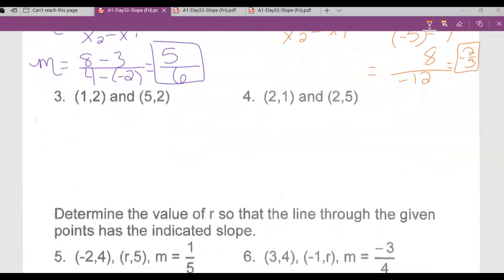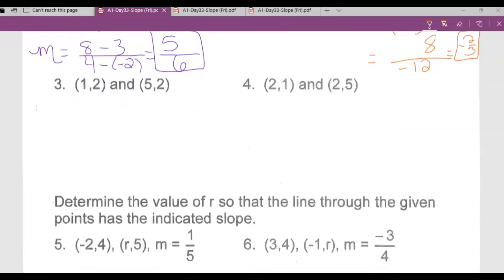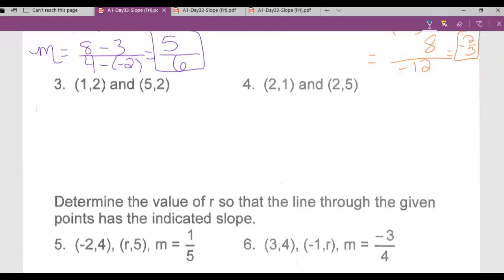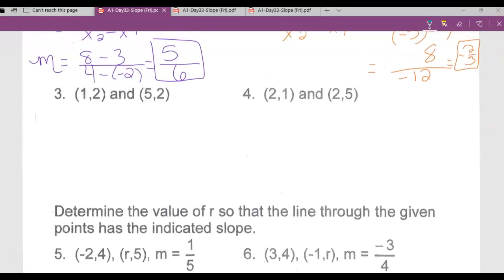Actually, no, I need to do number 3 and 4 now. I thought I had more examples than that for these kind. So 3 and 4 are special cases, so let's put a little star around them and explore what's going to happen. All right, so let's label our points again: x1, y1, x2, y2. And also, let's set up our slope formula. M equals the fraction y2 minus y1 divided by x2 minus x1.